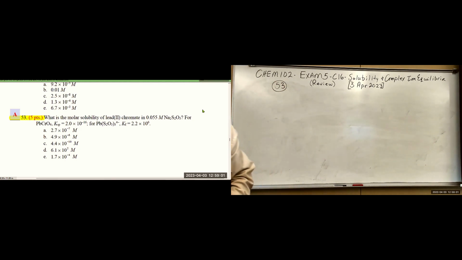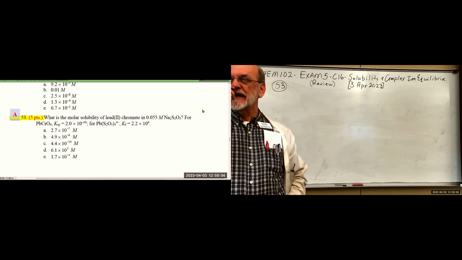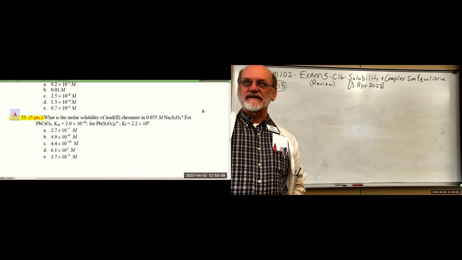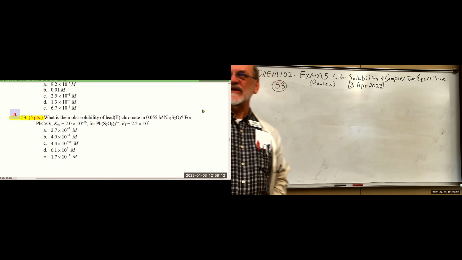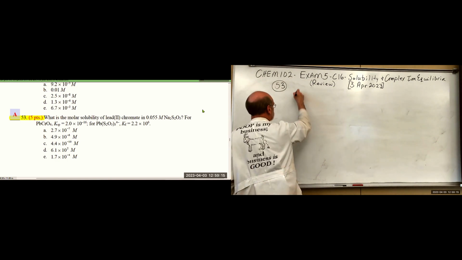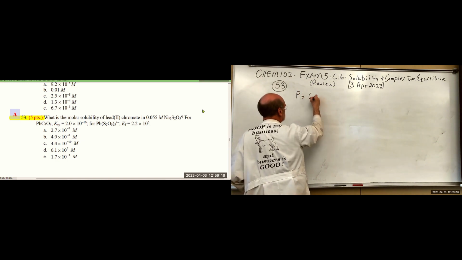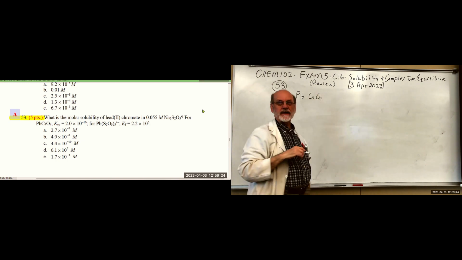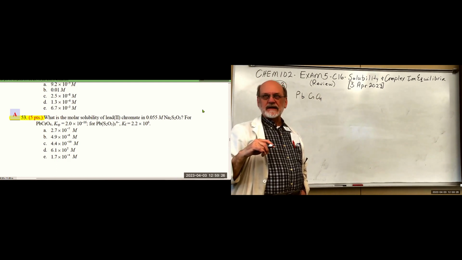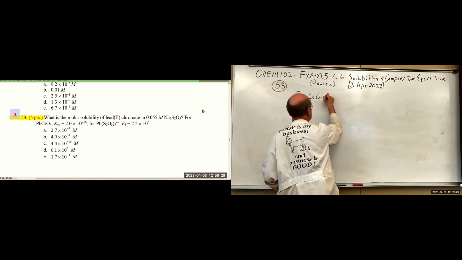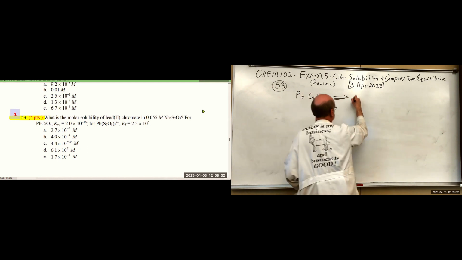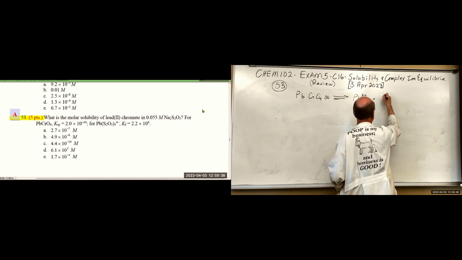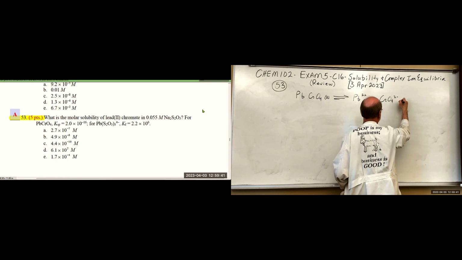All right. What's the molar solubility of lead-2 chromate in 0.055 molar sodium thiosulfate? Okay, lead-2 chromate. So we're looking at solubility, chromate, that's it, lead-2 chromate. And it's going to produce lead-2 plus in aqueous solution and chromate in aqueous solution.